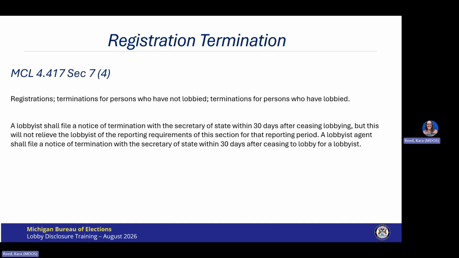If you need to terminate your registration, you must file a final financial report. The termination report must be filed within 30 days of ceasing lobbying activity, and which financial report you submit depends on the reporting period you will no longer be lobbying. So let's say someone stopped lobbying on May 1st. They can file their summer financial report anytime between May 1st and May 31st.